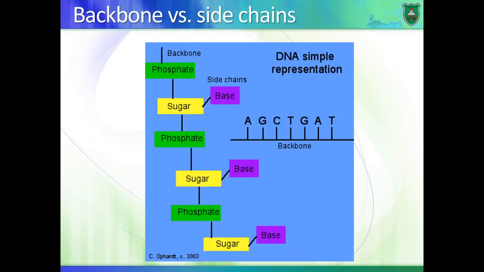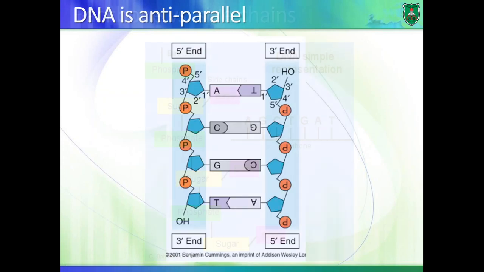And we talked about the backbone. The backbone of the molecule is basically phosphate, sugar, phosphate, sugar, phosphate, sugar, and so on. And the side chains are the bases themselves, which are oriented inward in a DNA molecule, as I said. And we said that DNA is an anti-parallel molecule. That is, the two ends are opposite to each other. So this molecule runs from 5' to 3', and the complementary strand runs from 3' to 5'.